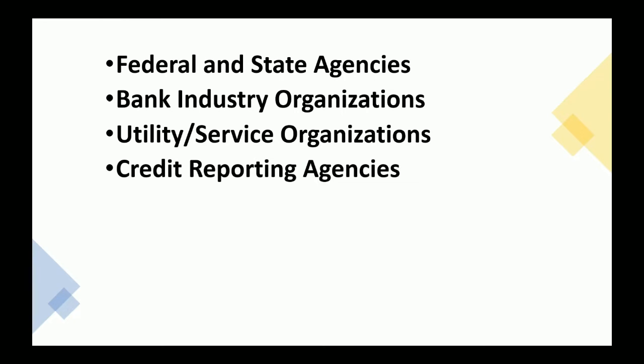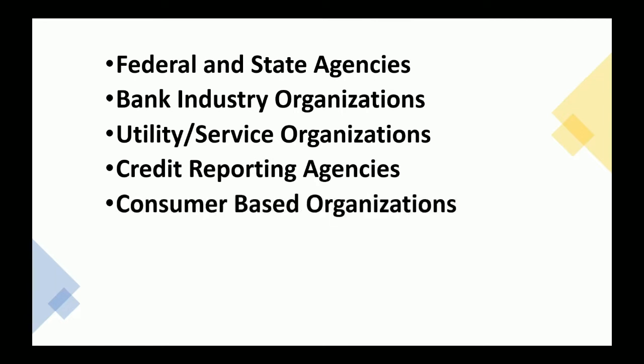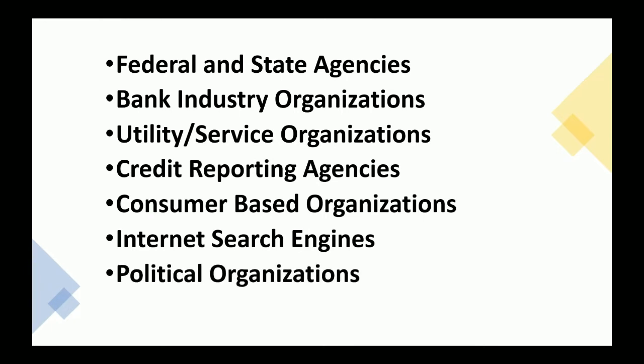The credit reporting agencies collect data from the banks and the utilities about you as a person, and then they can report that information out to others. Consumer-based organizations like Amazon, Target, Macy's, or Kroger's, anywhere you purchase items where you might have set up an account or signed up for a customer loyalty or customer rewards program. Internet search engines collect a lot of information about you and what you search for. Political organizations also collect information about individuals and how they vote on certain issues.